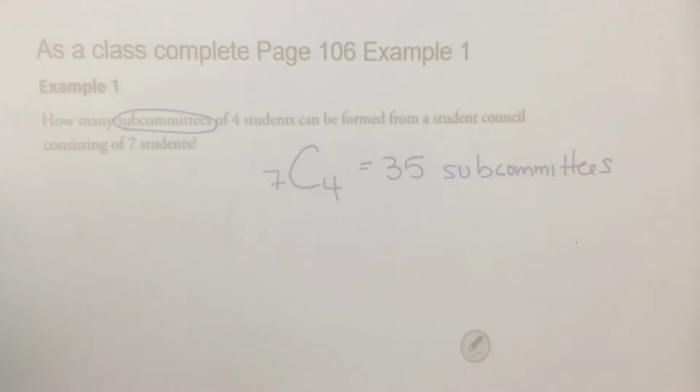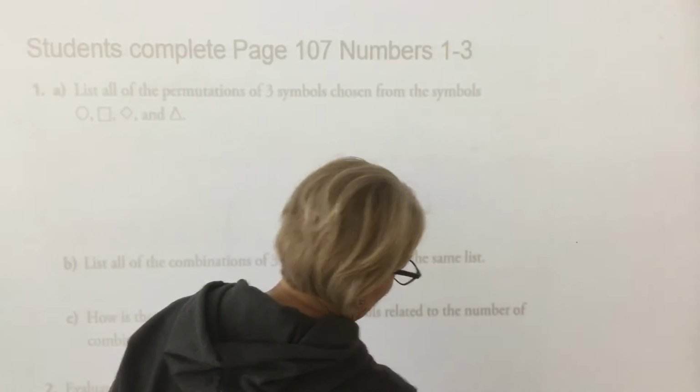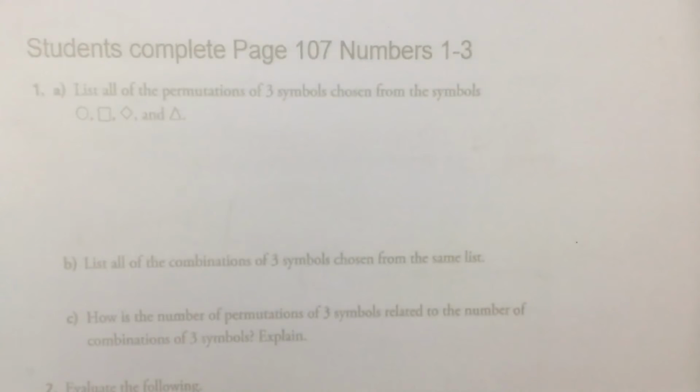Okay, so you're going to pause the video, and on page 107, you're going to complete numbers 1 to 3. Check your answers. If you need an explanation on any of them, then you can start play, and I'll have those explanations. If you think you get it, you can fast forward. There's one more example that we're going to look at together, and then you've learned everything with higher level counting.